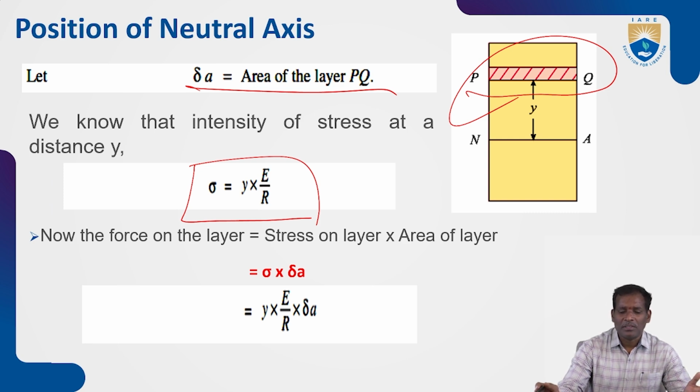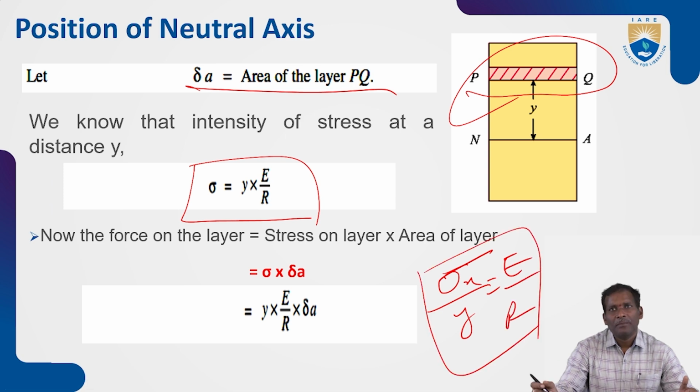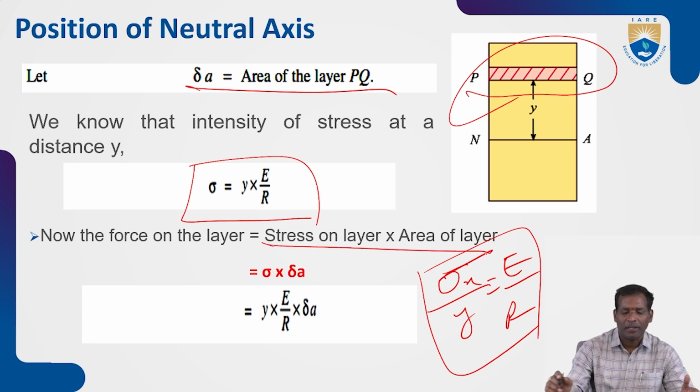So, you know the bending stress equation, we have already derived in a previous session. Sigma by y is equal to E by R. Clear? Here E is the Young's modulus and R is the radius of curvature. And y, we have already assumed, is the distance of the beam cross section from its neutral axis.